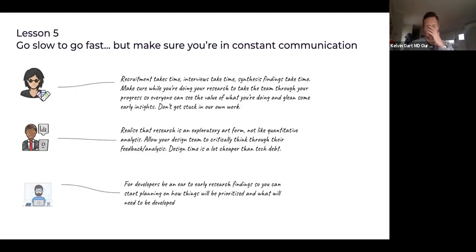Lesson 5, and we say this a lot in market, especially as an innovation company that's heavy in the design space, but go slow to go fast. And make sure you're communicating constantly throughout though. The biggest thing I'll say is as soon as you touch code, that's where the money is. That's where debt starts to rise very quickly.